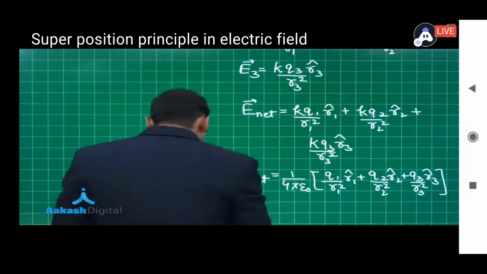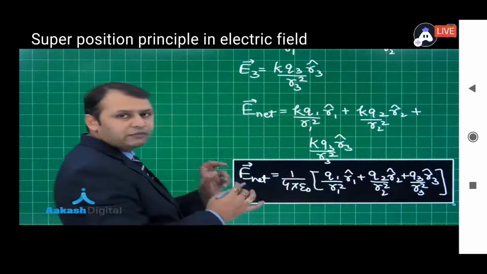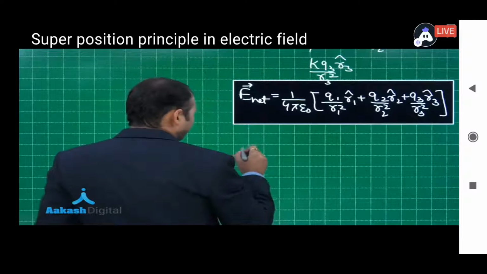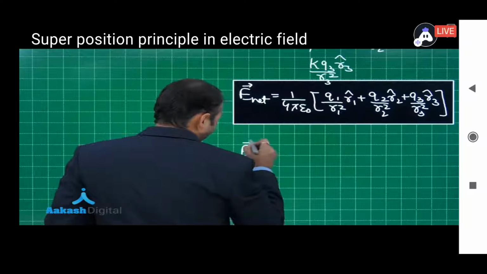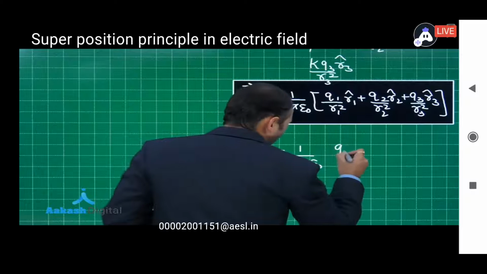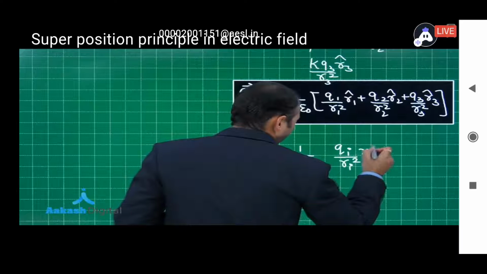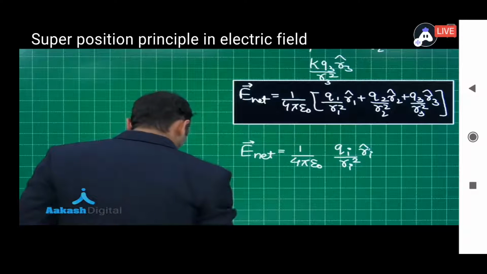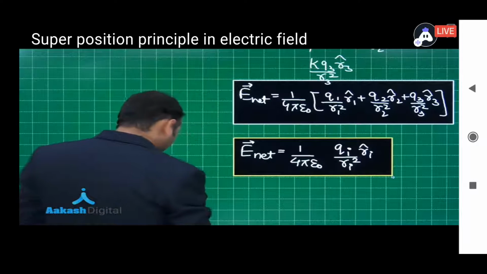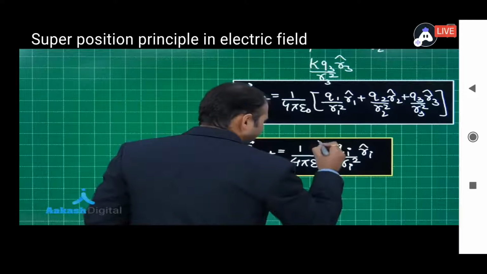Now, rather than writing this large term where I have to write this much explanation, I can apply a simplified method. I can simply write E net is equal to 1 upon 4 pi epsilon naught Qi upon Ri square Ri cap. This is an important observation and I want you guys to remember it. And one more thing, this should have this symbol where i equals 1 to n.